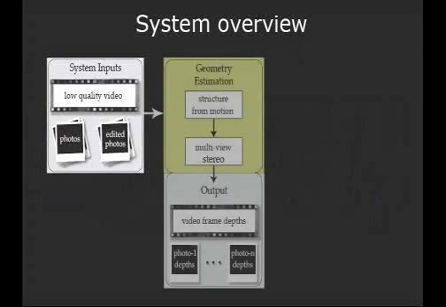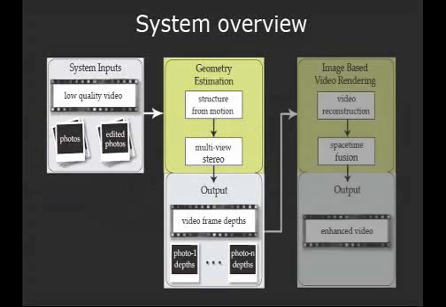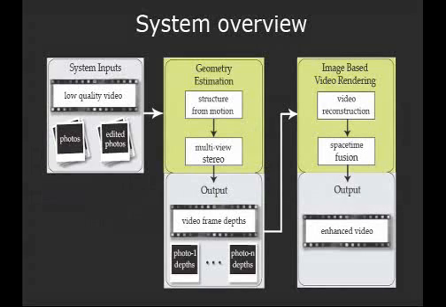To accomplish this using the input video and photographs, we estimate the scene geometry using structure from motion and stereo. Next, our image-based video rendering algorithm constructs an enhanced video using the appearance of the photographs. This spatial appearance is created while still preserving the temporal dynamics of the video, such as highlights and dynamic lighting.